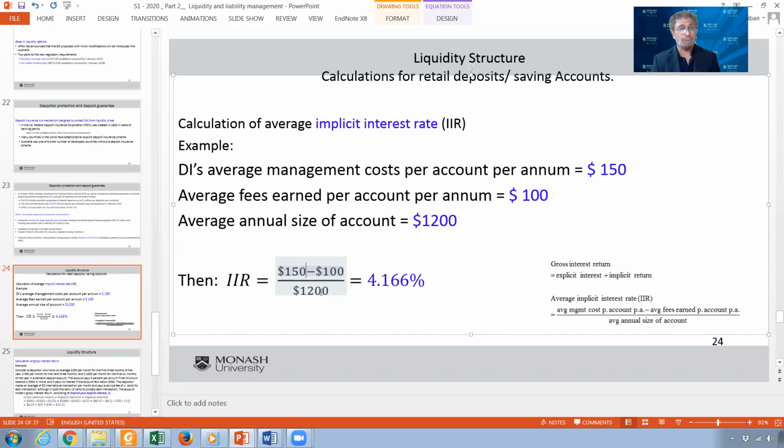At the end of the day, they pay you the average management cost minus the average fees collected from you. So it's 50, and you divide it by the average annual size of your account. This is 4.166. This is how much you cost the bank. You cannot say they don't pay you interest, but they think the service is a cost for them. You pay just part of this service, and this is how much you cost them.